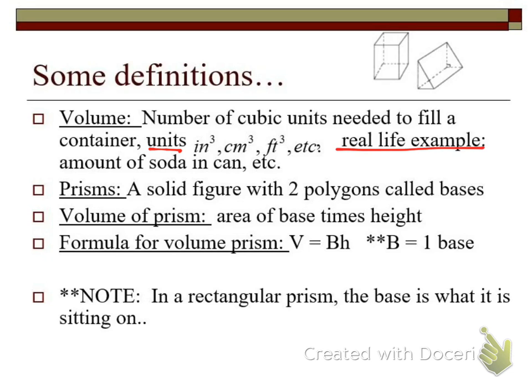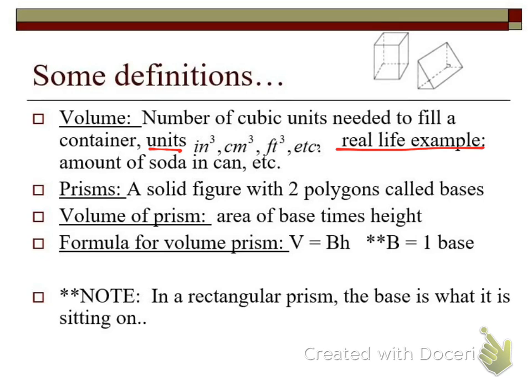So they give you a line for the capital B. Well, they give you the formula. V equals capital B times H. That's the overall formula. So I would make sure I have that written down.